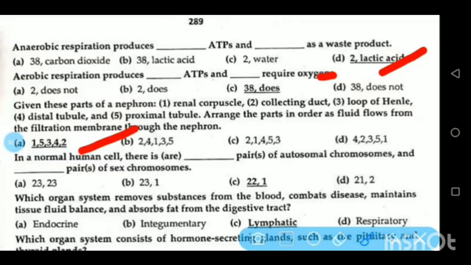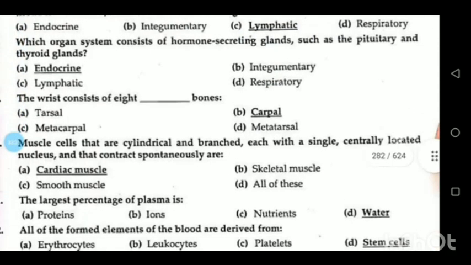A option is correct. 1, 5, 3, 4, 2. In a normal human cell, there is or are dash pairs, 22 pairs of autosomal chromosomes and one pair of sex chromosomes. Which organ system removes substances from the blood, combats disease, maintains tissue fluid balance and absorbs fat from the digestive tract? Lymphatic.